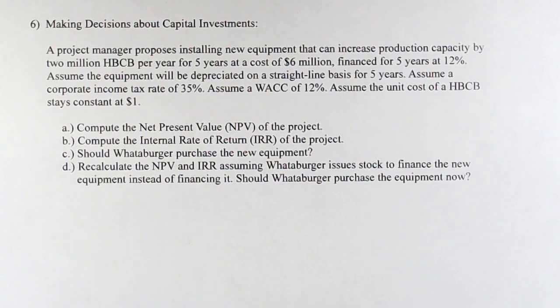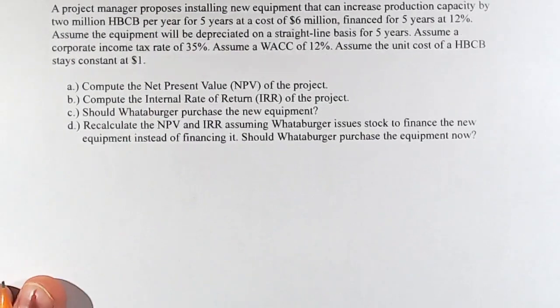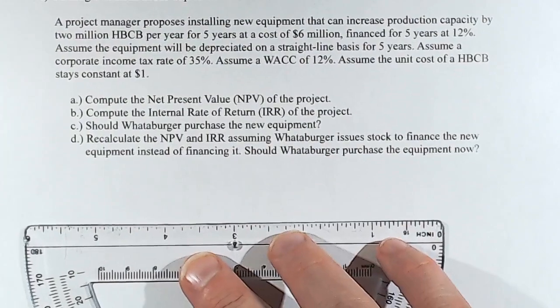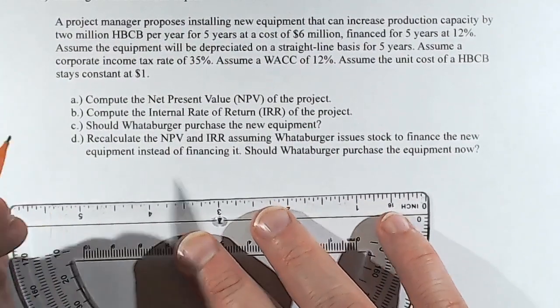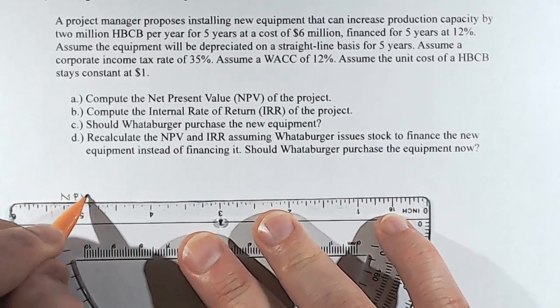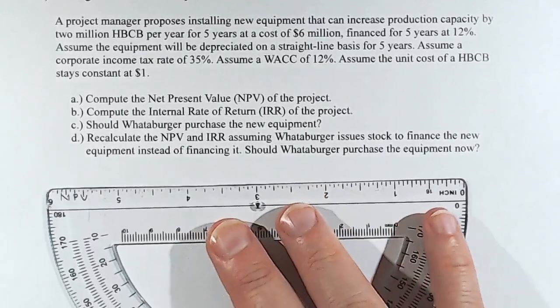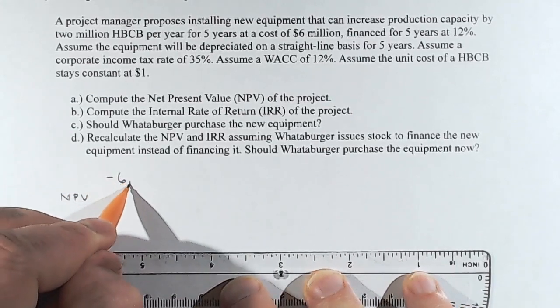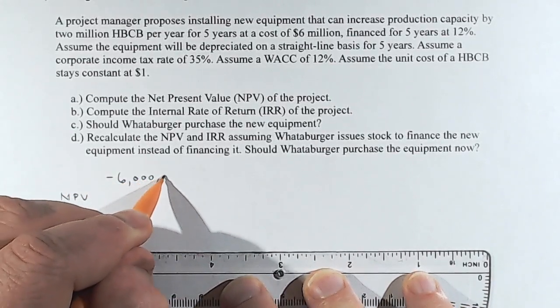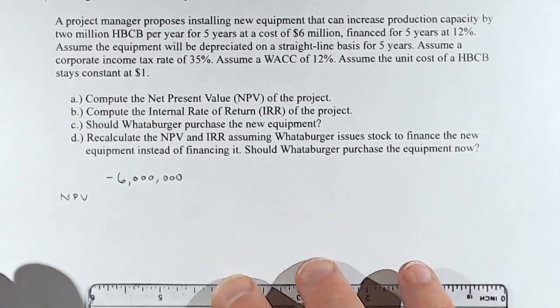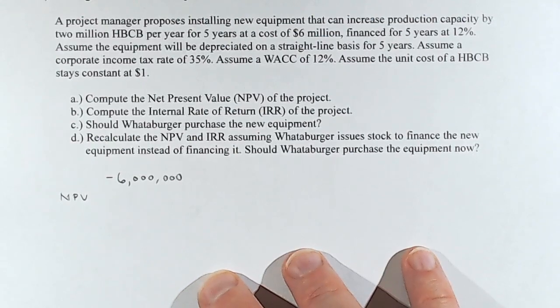All right, so here's how you compute the net present value. First, we got to understand something. We're going to be using our calculator quite a bit here. But let me show you how the net present value is calculated. So you take the cost of the project, which is negative $6 million. You have to put it as a negative number because you're going to lose $6 million. That's your outlay.